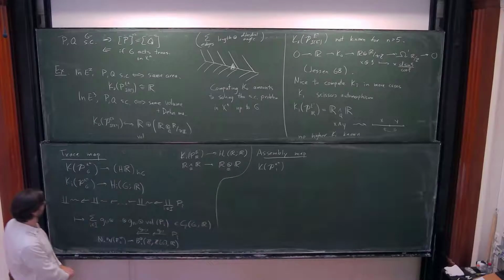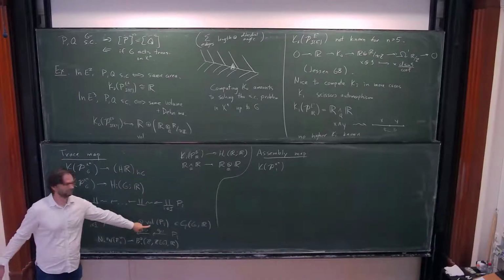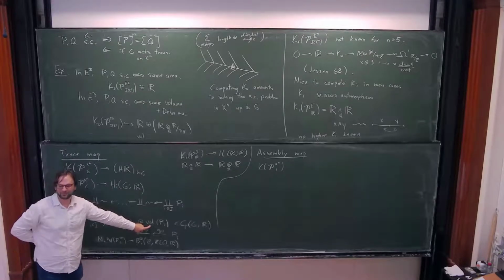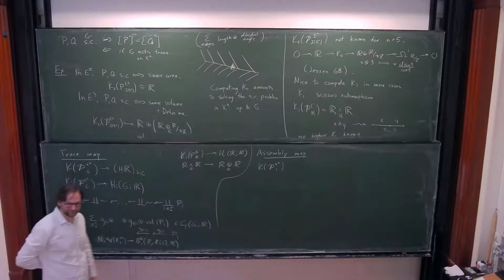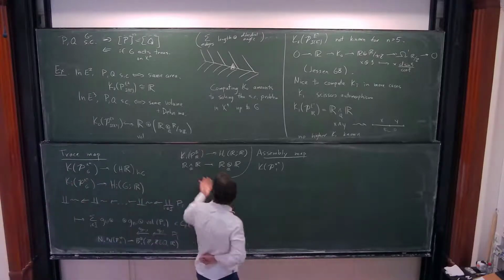Sorry, good question. That trace map for i equals 0 is just the volume. Just the volume, that's right. So it's mapping K0 to R by taking the volume. So it's a higher version of the volume, so to say. That's right. Oh yeah, that's true. That should be the first exercise.